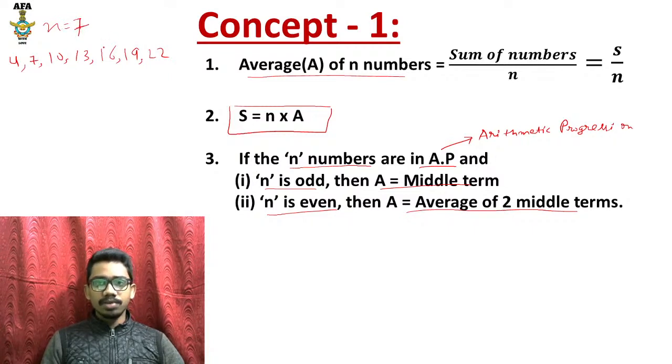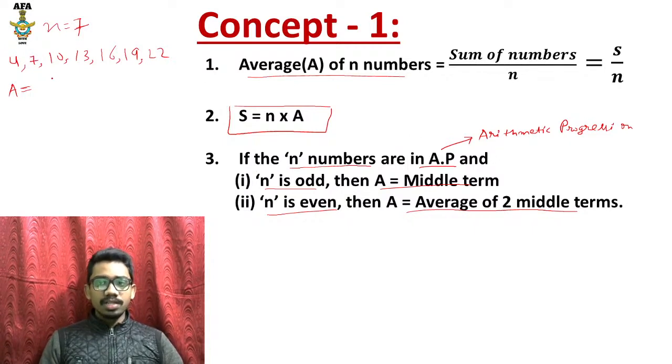Now we need to find the average of these numbers. How can we find it? We will just add all the numbers and divide by 7. If n numbers are in AP, the next number after 4 is 7, and the difference is plus 3. 7 plus 3, so this is in AP.